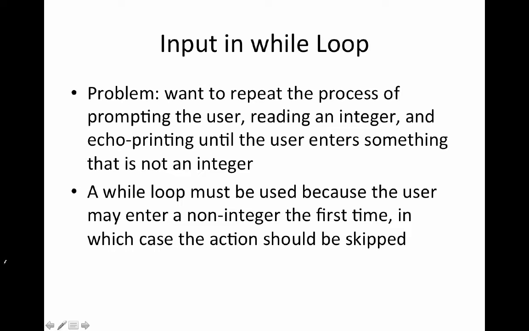Input in a while loop is a little bit tricky. So here's a problem. What we want to do is we want to repeat the process of prompting the user, reading in an integer, and echo printing that integer until the user enters something that is not an integer. Now a while loop has to be used because we don't know how many times the user is going to do what we ask the user to do. The user may enter a non-integer the first time, in which case the action should be skipped entirely. So we want to use a while loop instead of a do while to accomplish this.